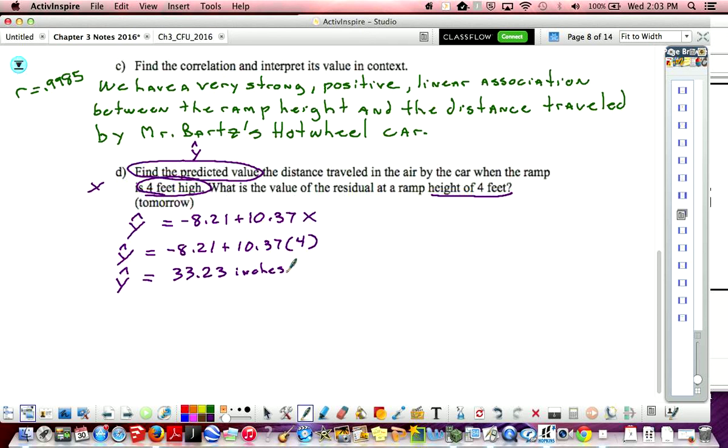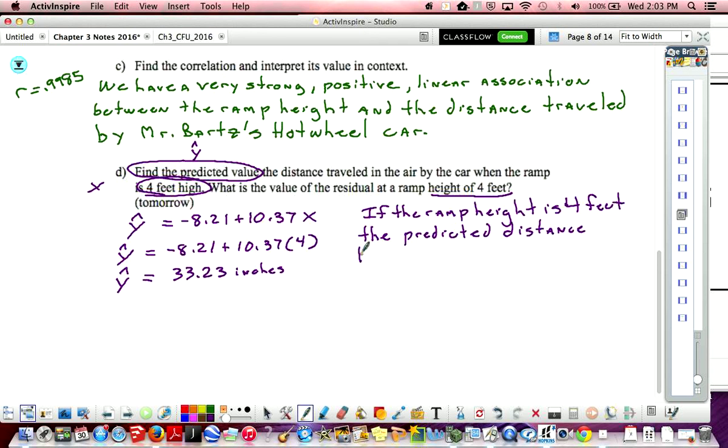It's inches, right? So I'm just going to note here, if the ramp height is 4 feet, the predicted distance traveled by the Hot Wheel car is 33.23 inches.